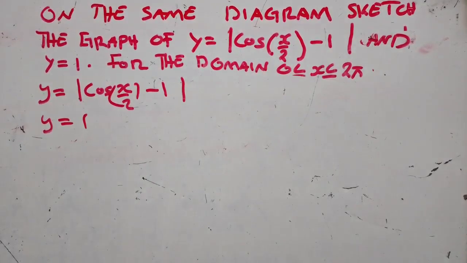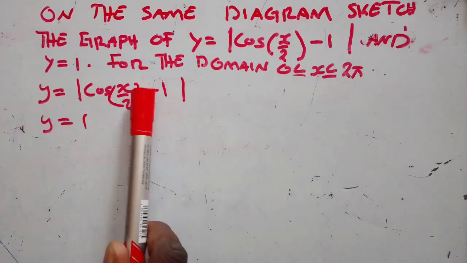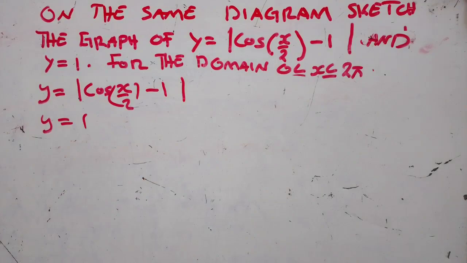We have been taught to graph these two functions on the same diagram. It's easy for you to graph this but not this. For you to graph this, you need to find what we call the amplitude, the frequency, the phase shift, and the counter value, then you graph. Because y equals 1 is just a straight line.